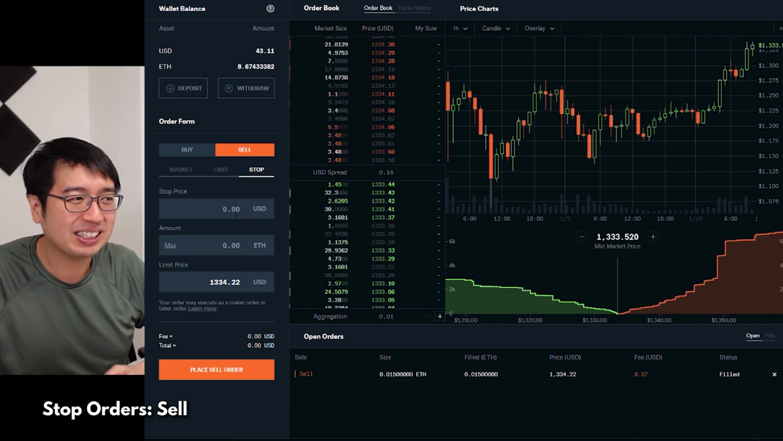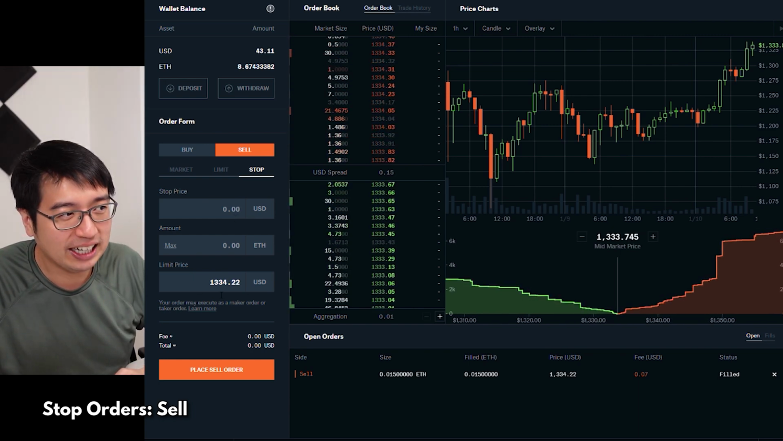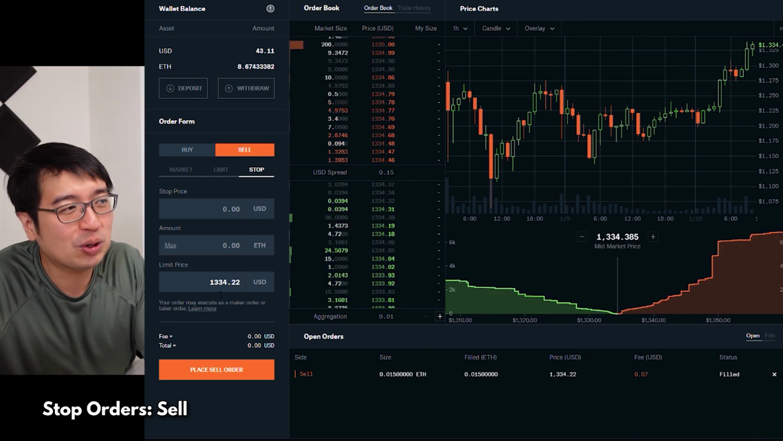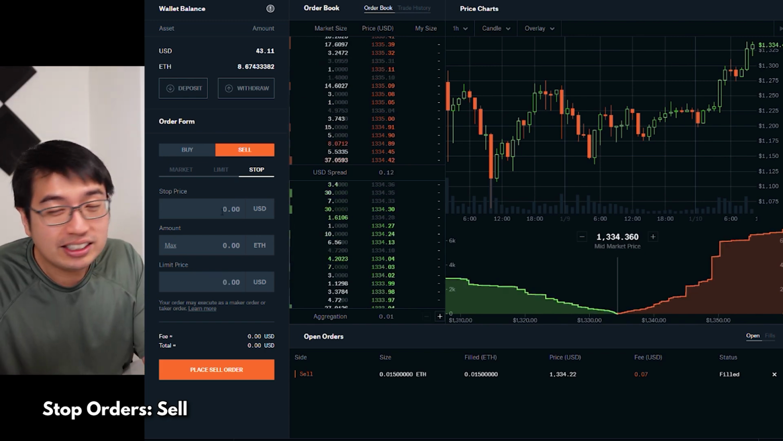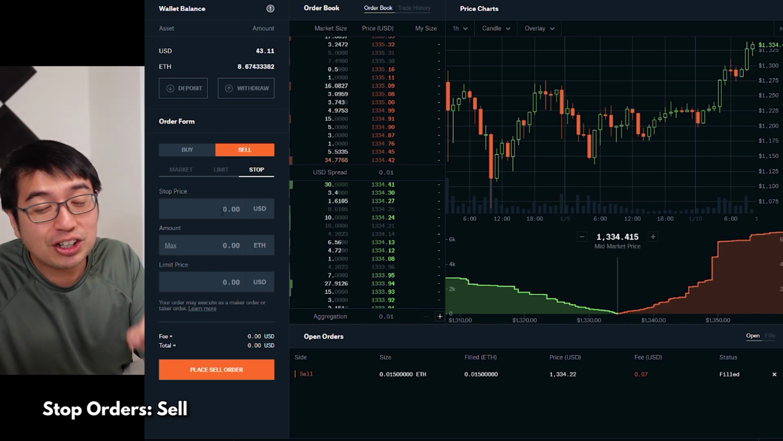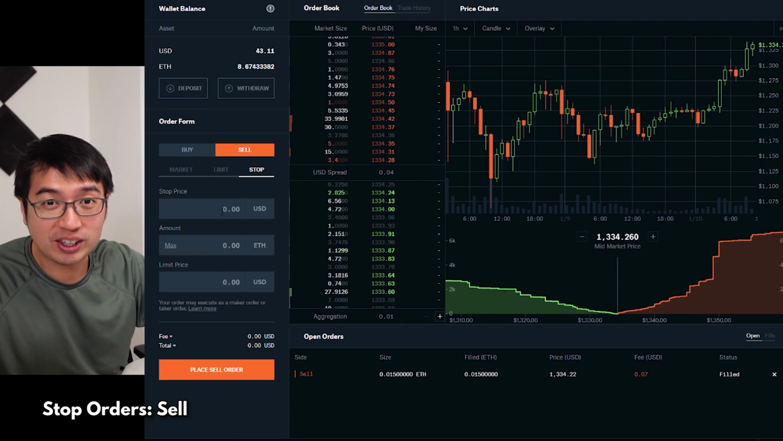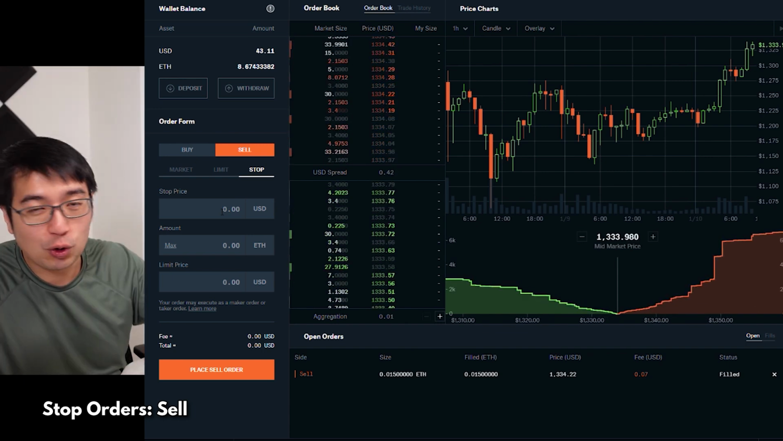But this is how it works. So you have your stop order and your limit price. So it works a lot like a limit order. Your stop price just activates a limit order. Anytime your stop price is reached, it's gonna place a limit order for you. So think about it as like a two-piece order.